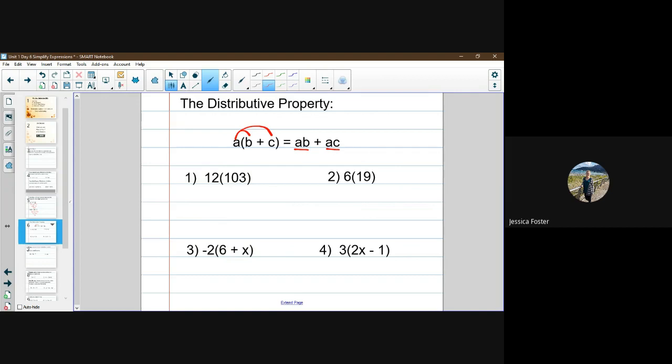We can use that in different ways when we look at multiplication problems. So I can actually break this problem apart. Instead of just going 12 times 103, like we did in the last problems, I can look to make this an easier problem. Breaking 103 into 100 plus 3, all of a sudden, this is something that I can do a little simpler. 100 times 12 is 1200. 12 times 3 is 36. Adding those together, I get 1236.